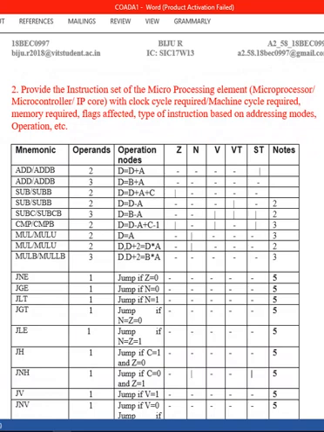And this is the instruction set for SIC17W13. Basically it has one basic instruction and 184 other instructions are also available in SIC17W13. These are the instructions, separated by how many machine cycles are required, whether flags are affected or not, and memory required. And then the addressing modes.